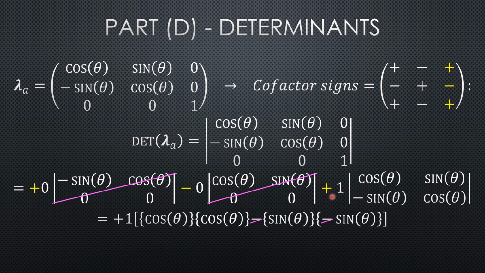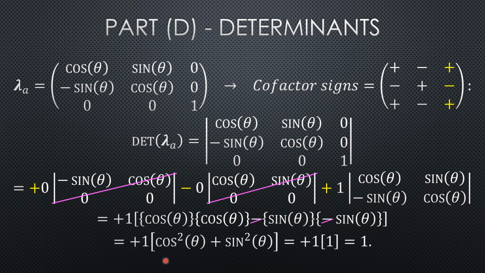That leaves us with plus 1 here. Bring cosine times cosine, that's what we see here, minus sine times negative sine. The negative signs cancel, and then we get cosine squared plus sine squared, gives us 1 times 1, gives us 1. So we get a nice result.